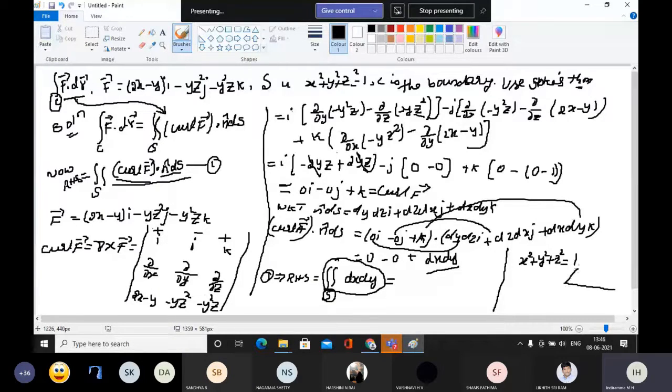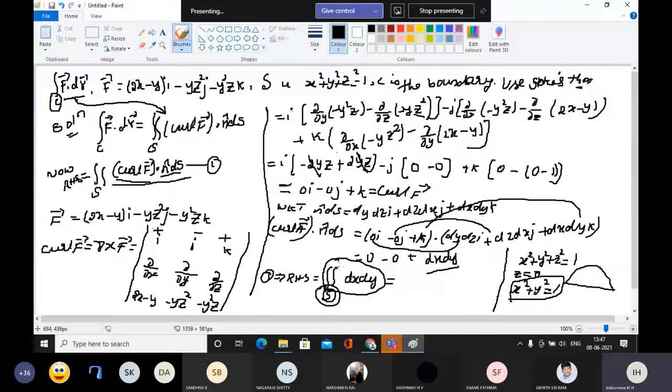If you consider the upper half of the sphere, what is z? 0. Here you put z equal to 0. So x square plus y square is equal to 1. What does it look like? Circle. Circle with center at origin and radius 1. So now our surface is a circle surface, and this is the equation of the area of a circle.